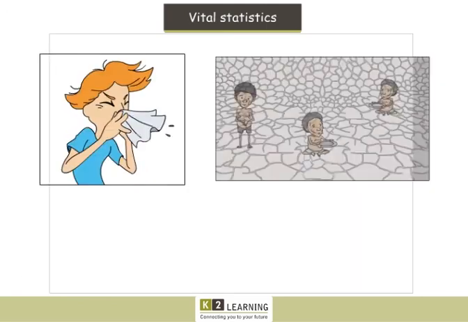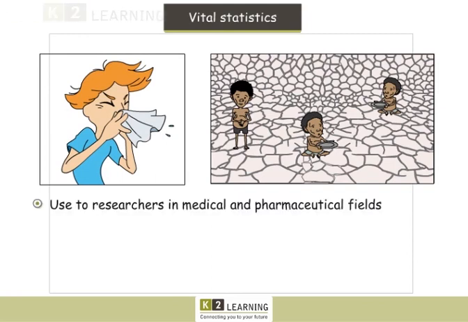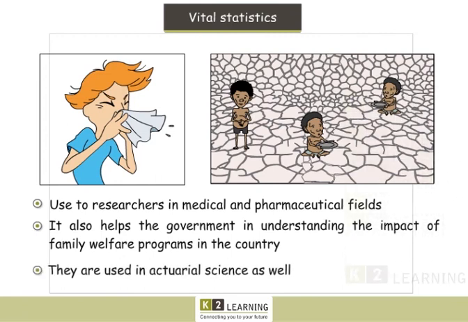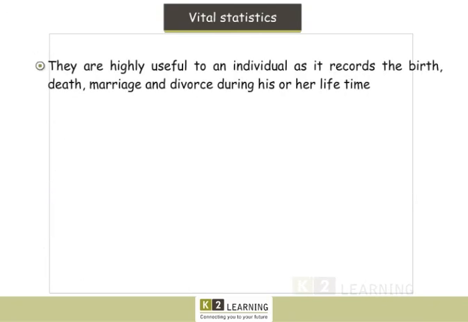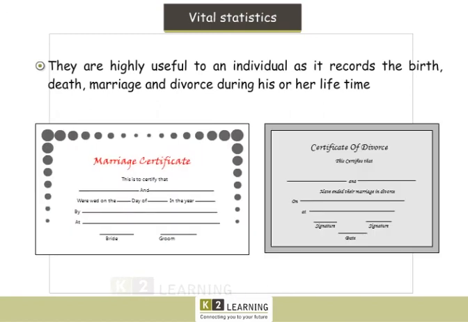Statistics of sickness, famine, etc. are of use to research in medical and pharmaceutical fields. It also helps the government in understanding the impact of family welfare programs in the country. They are used in actuarial science as well. They are highly useful to an individual as it records the birth, death, marriage, and divorce during his or her lifetime.